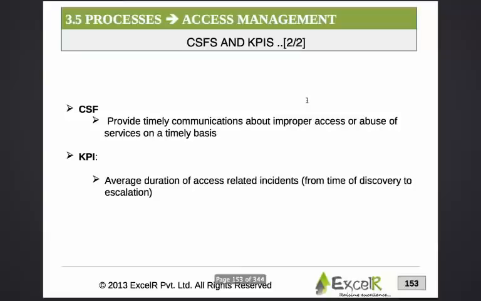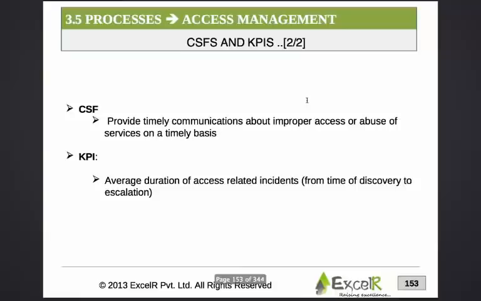Number of audit findings related to incorrect access settings. You have done an audit and you found that out of 100 accesses you have provided, there's a 10% discrepancy. How many incidents were raised to reset an access? That will tell whether you are doing your job properly or not.